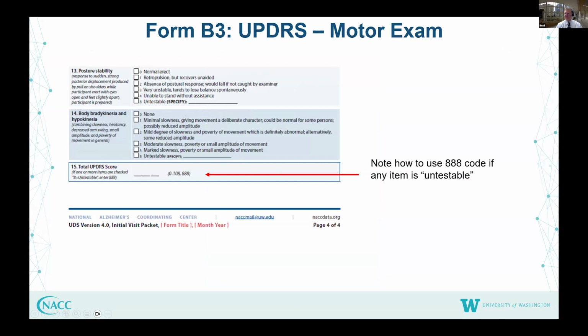And then at the end, so there's 27 elements. At the end, as long as there's no untestable box scored, then there will be a value. And this is basically the sum score of the UPDRS. It's often used as a quantitative assessment of the degree of Parkinsonism. But if there's one or more boxes with an untestable score, then this should be rated 888, because with incomplete data, we don't want that test being used without the maximum score being eligible, 108.